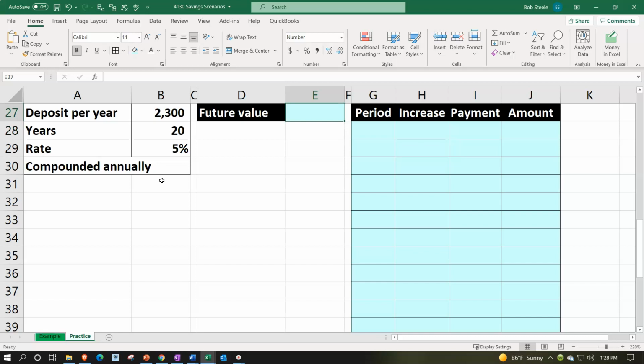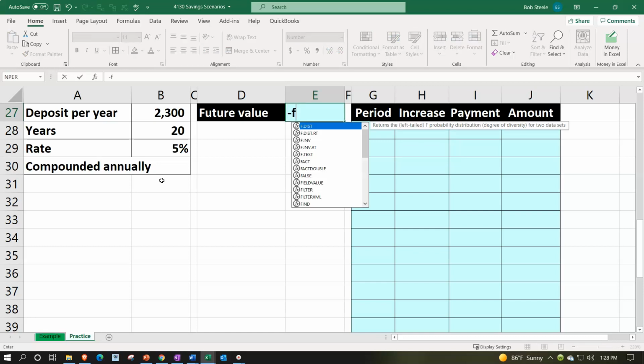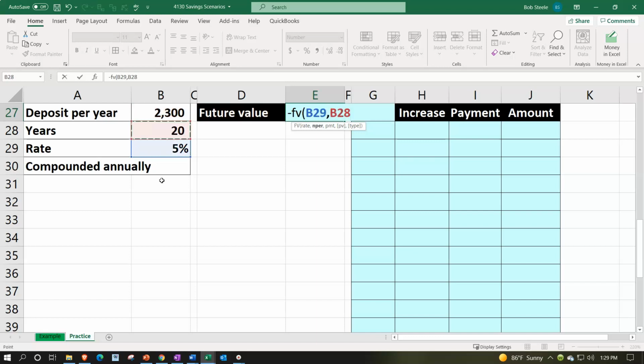This annuity calculation, once again, we practice a lot of these calculations in the time value of money section, so I'm going to do it a little bit more quickly here, but go there for more fun times like this. We've got the equals negative future value, shift 9. We're picking up the rate this time at the 5%, comma, number of periods is going to be 20 periods, in years in this case, comma.